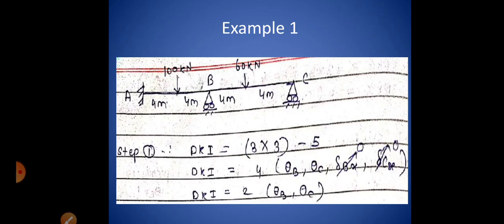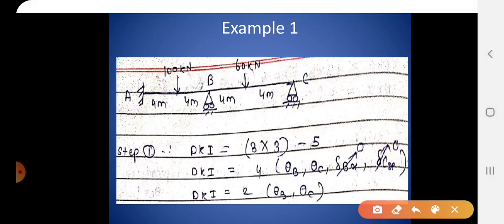Example 1, first type of example. So you can see in the question diagram, A fixed end, B continuous support, C end support and roller support. So step 1, DKI, degree of kinematic indeterminacy, which is degrees of freedom 3 into number of joints A, B, C, 3 minus support reactions 5. Okay, so total is 4.